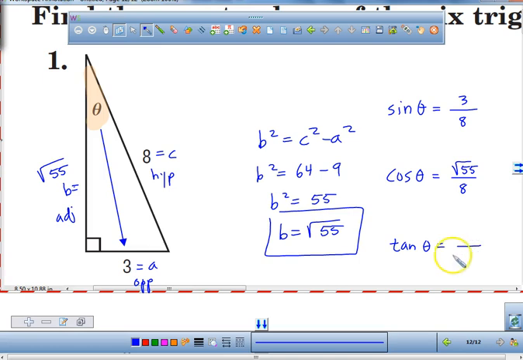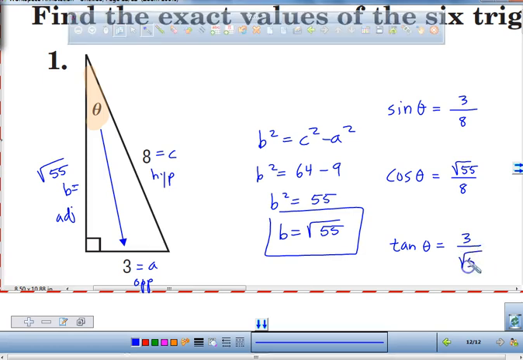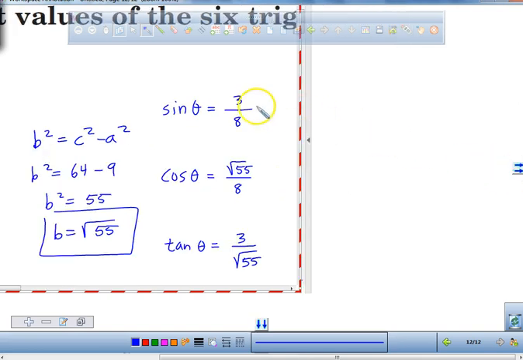What's my opposite side? What's my adjacent side? Okay. So right now, in case you're wondering what we did, this is my opposite over my hypotenuse. This is my adjacent over my hypotenuse, and this is the opposite side in relationship to the adjacent side.